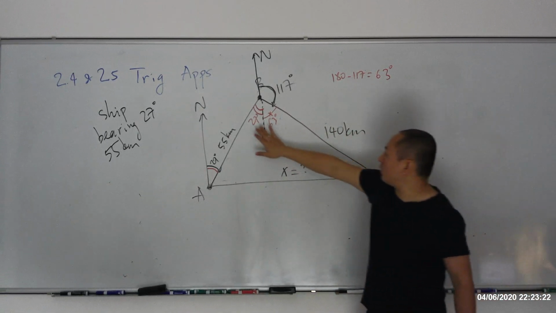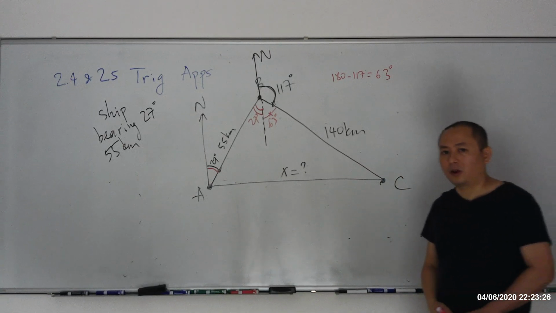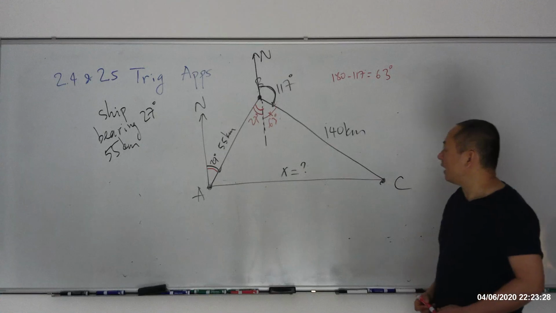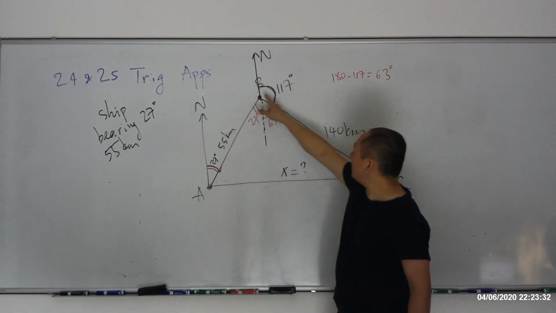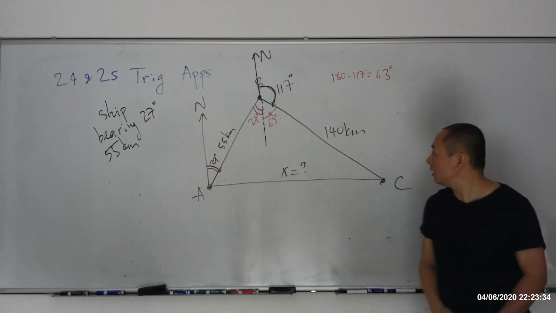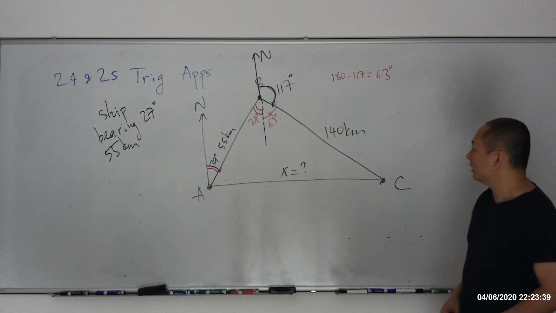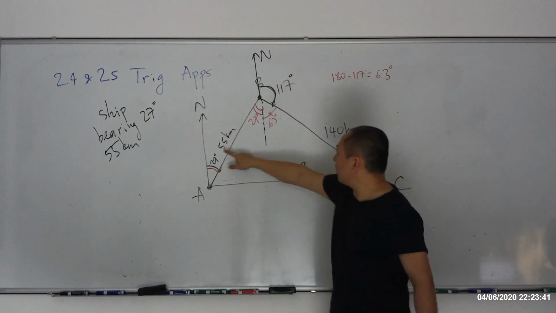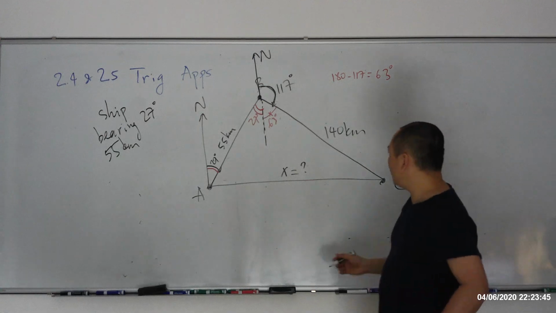What is so special about 27 and 63? They are complementary angles. Okay? They add up to 90 degrees. In other words, the triangle ABC is a right triangle. Awesome. You have a right triangle, you know one side, 55, and you know the other side, 140. The rest is going to be a piece of cake.